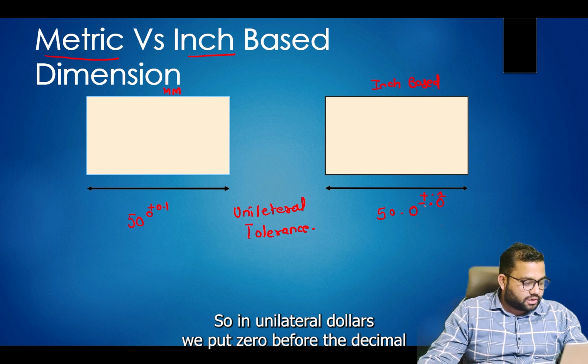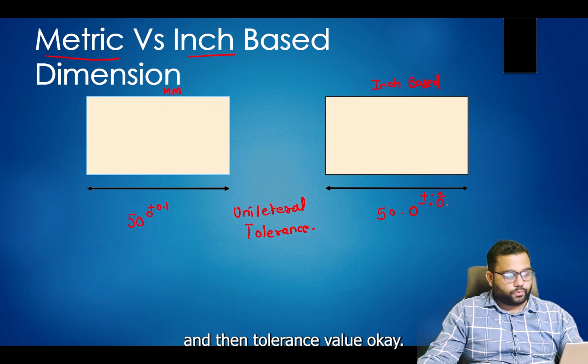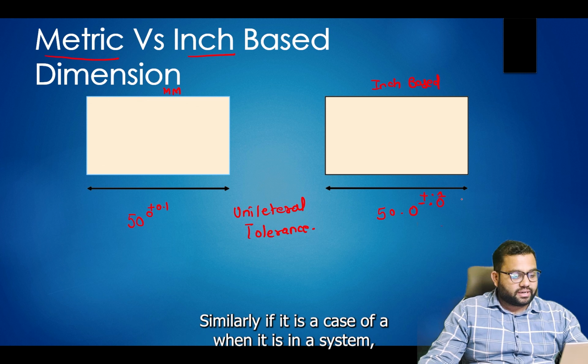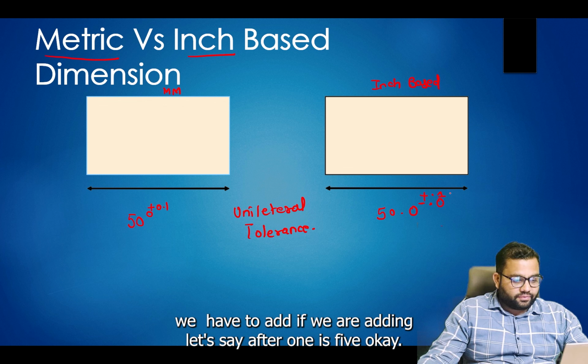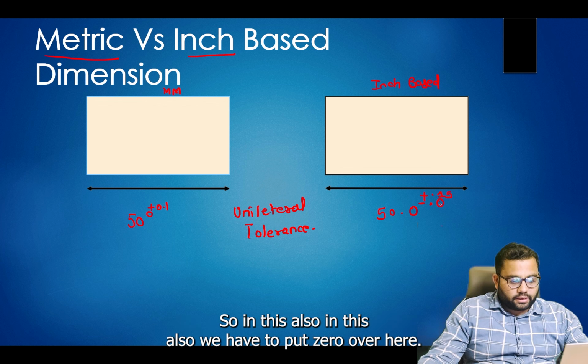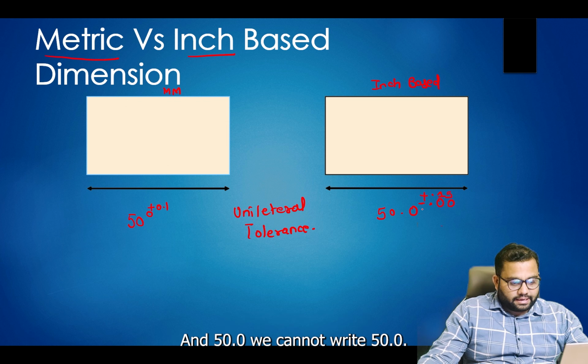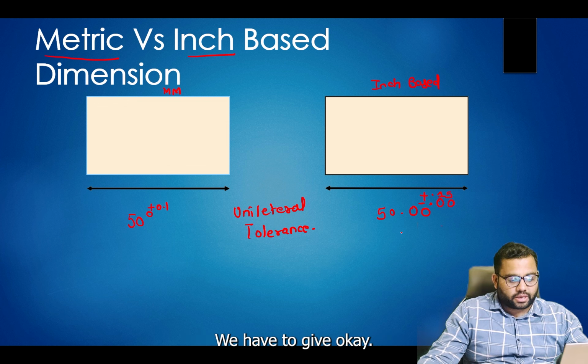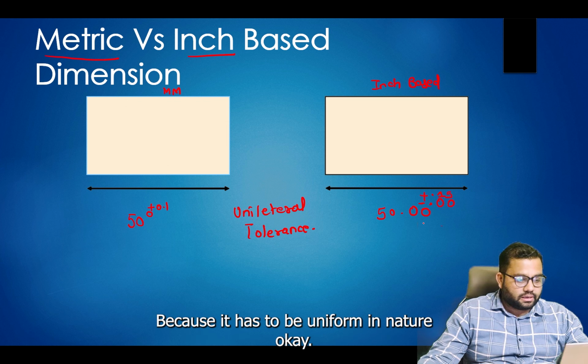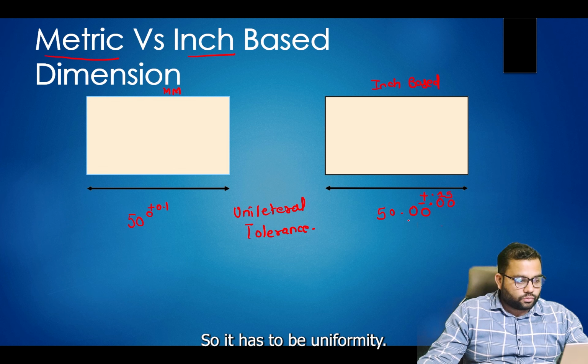So in unilateral tolerance, we put 0 before the decimal and then the tolerance value. Okay. Similarly, if it is an inch-based system, let's say we are adding after 1 is 5. So in this also we have to put 0 over here, and 50.0 we cannot write, 50.00 we have to give. Okay, because it has to be uniform in nature.